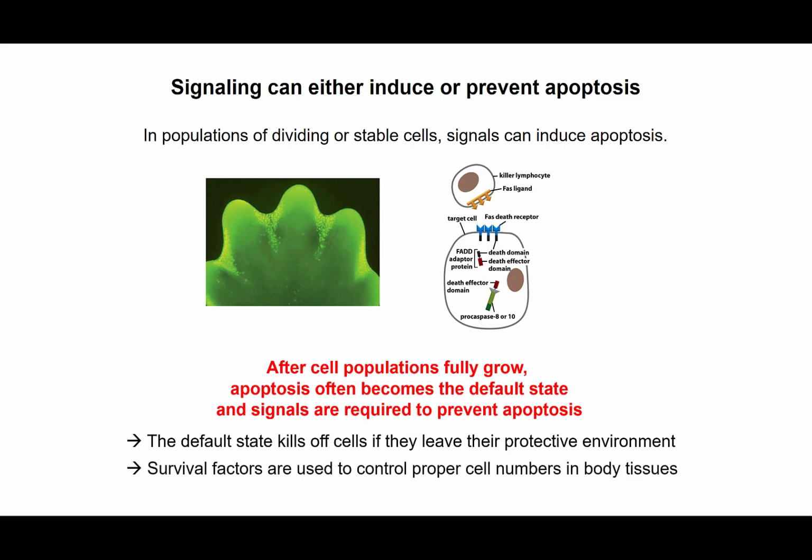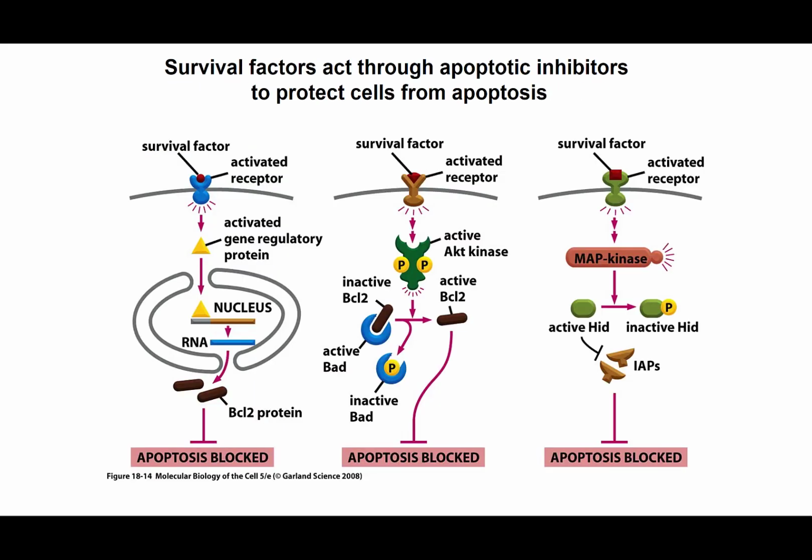Survival factors are used to control proper cell numbers in body tissues. Survival factors act through apoptotic inhibitors to protect cells from apoptosis. In this diagram, we're looking at 3 examples of how survival factors function. So you see survival factor here, survival factor here, survival factor here. One thing to be careful of is what they show at the bottom, because the textbook actually does not draw this for you quite perfectly.